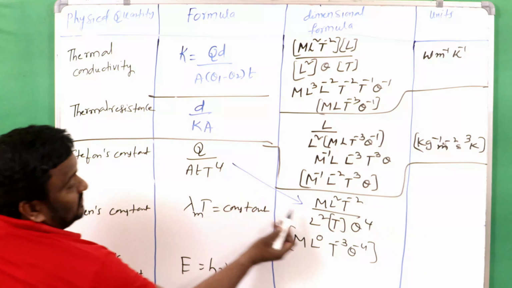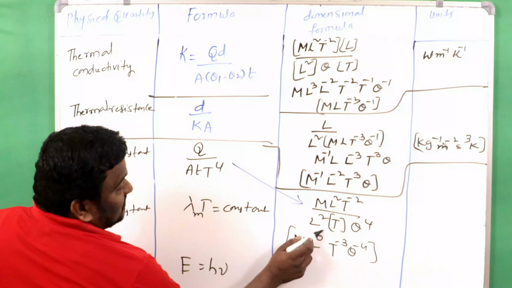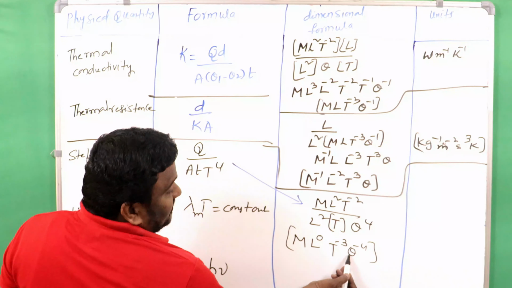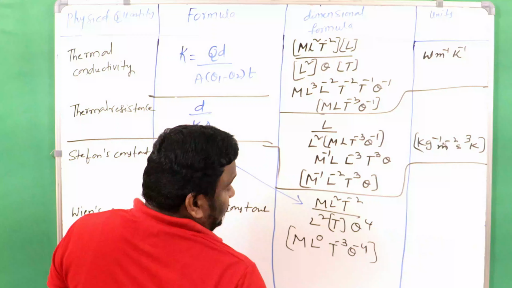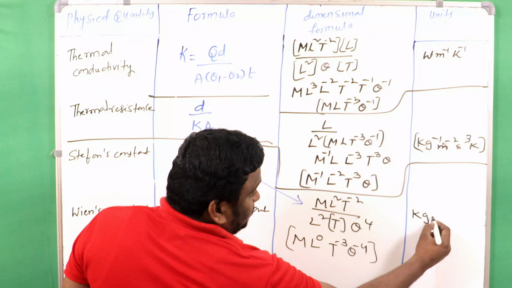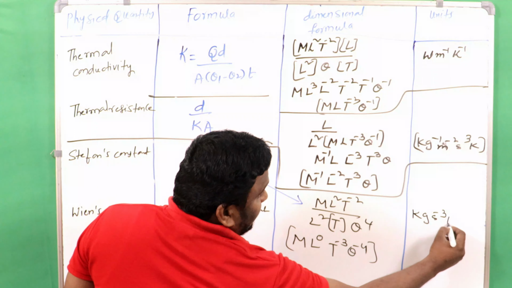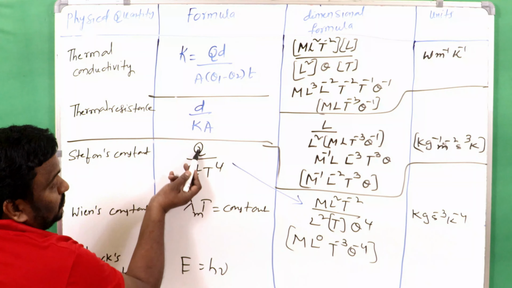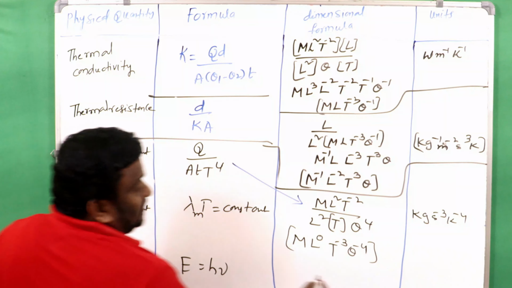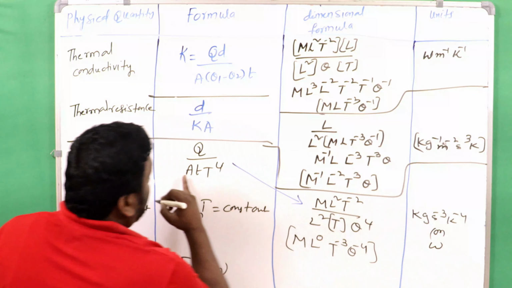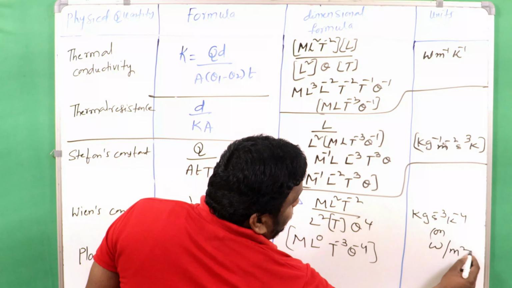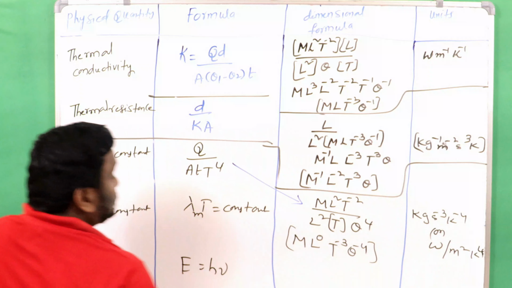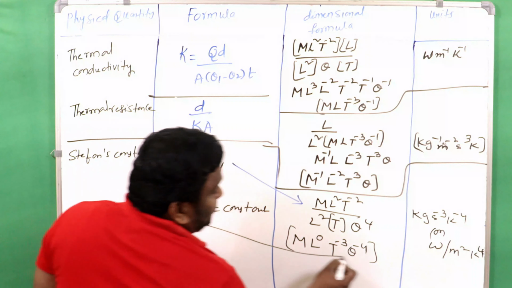Clear? Q is energy, M L squared T to the power of minus 2. A is area, L squared. t is the time. Capital T is the temperature, theta to the power of minus 4. That's why the unit is kg second to the power of minus 3 and Kelvin to the power of minus 4. Clear? Again, Q by t is power, watt. That's why it is also written as watt per meter squared Kelvin to the power of 4. This is also the unit of Stefan's constant. So this is it for Stefan's constant.